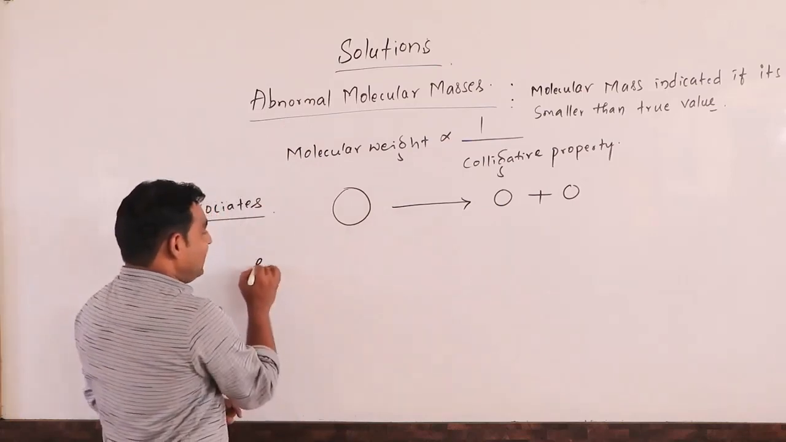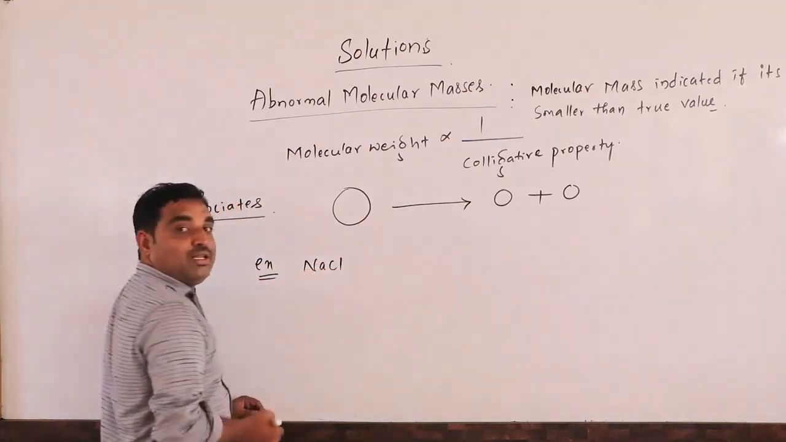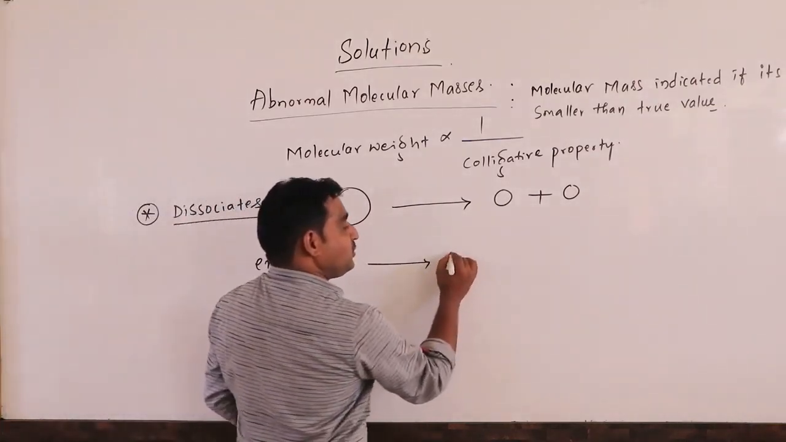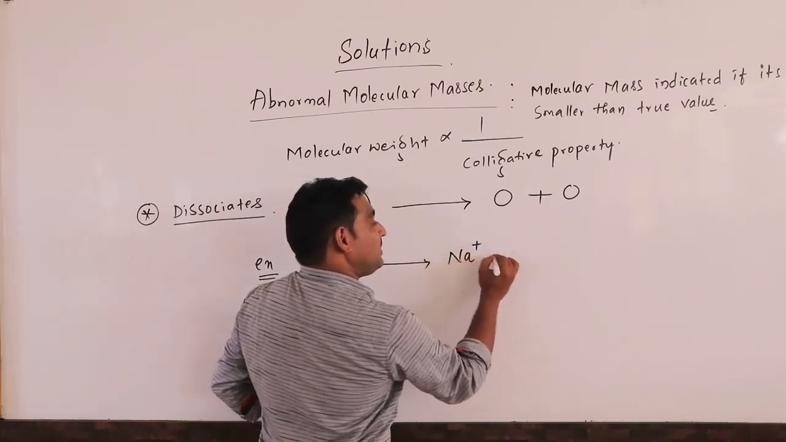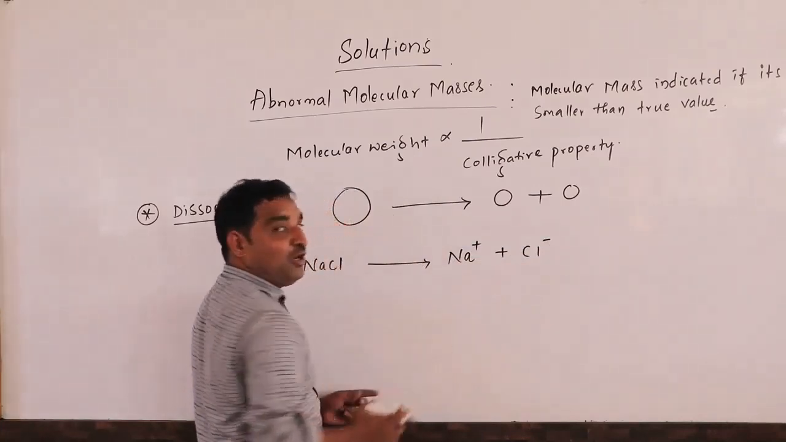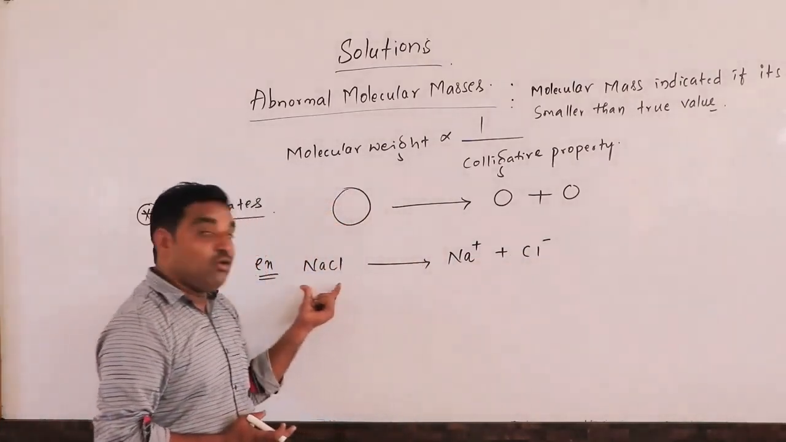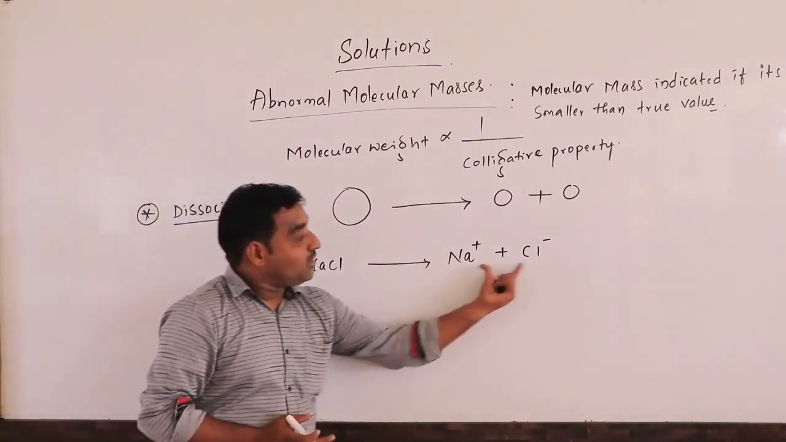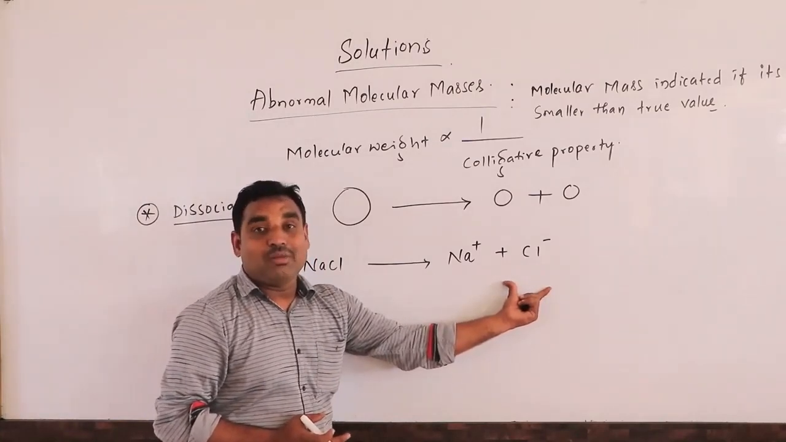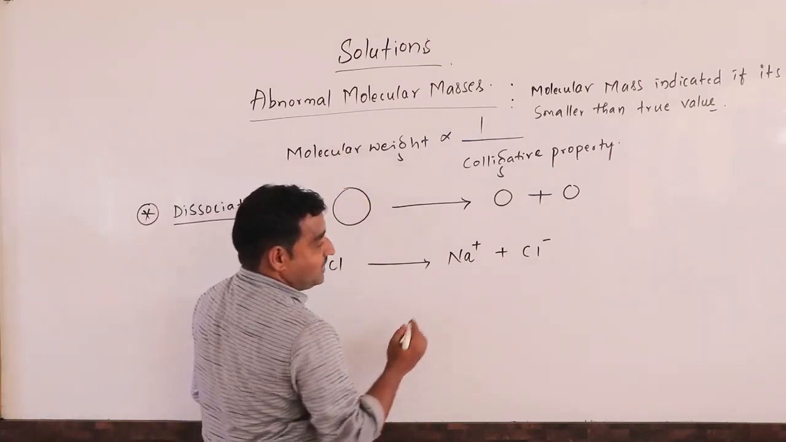For example, you can take an electrolyte such as sodium chloride. When sodium chloride is added in a solvent, it dissociates to form Na+ and Cl- ions. How many ions will be formed? Two moles of ions will be formed. We are adding one molecule. It means the total number of solute particles is more. Hence we can expect less molecular mass, which is called the abnormal molecular mass.